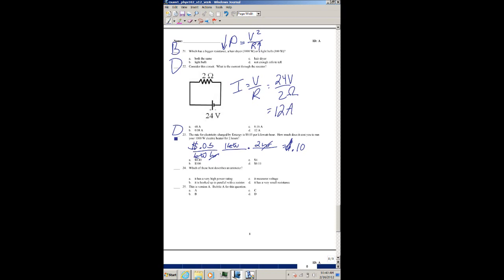Which of these best describes an ammeter? An ammeter has a very small resistance, that's D. And then this is A. There are all the answers.